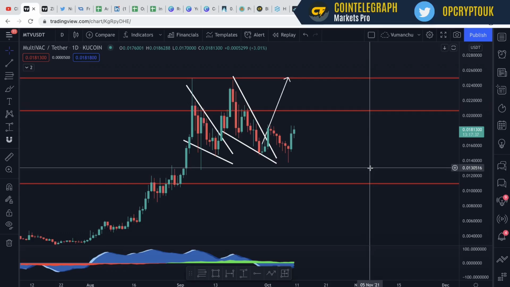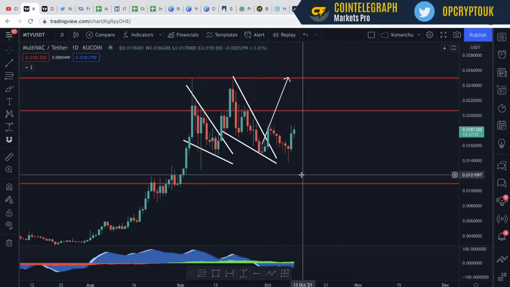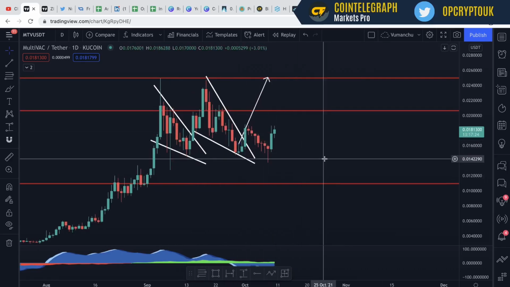Right, so jumping into Multivac, this is the daily time frame. I'm using the Qcoin chart. It is the biggest place where it's getting most of the volume there. So two breakouts of that falling wedge. And then we had a bit of a drop in price, didn't we?